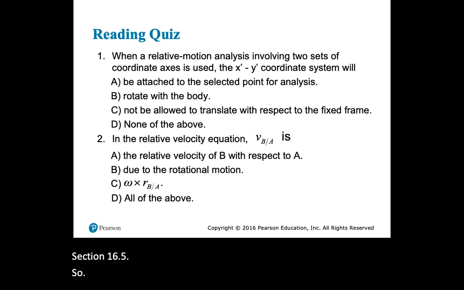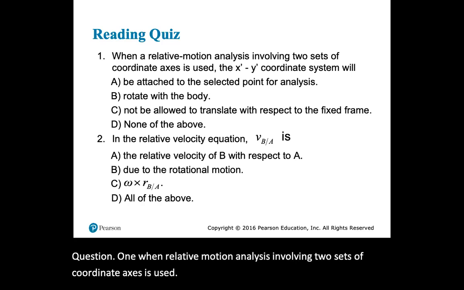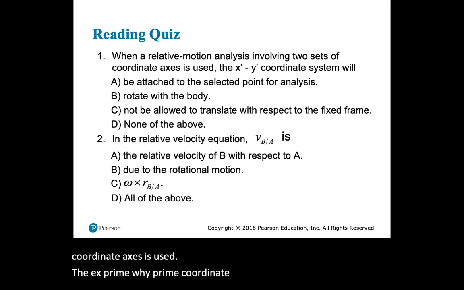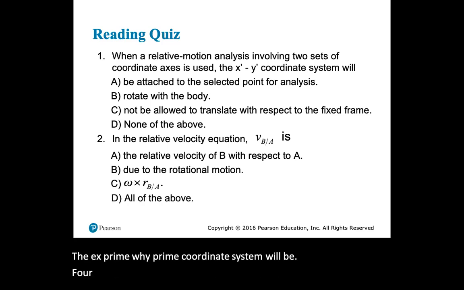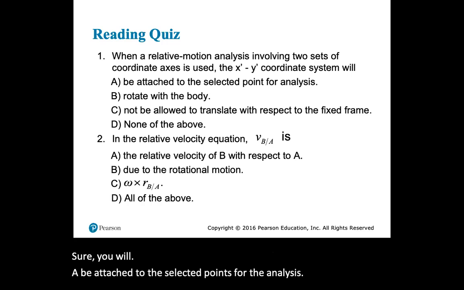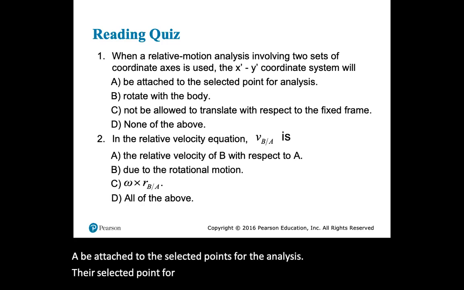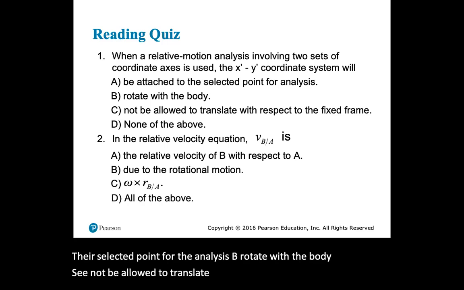So question 1, when a relative motion analysis involving two sets of coordinate axes is used, the x prime, y prime coordinate system will A, be attached to the selected point for the analysis, B, rotate with the body, C, not be allowed to translate with respect to the fixed frame, or D, none of the above.